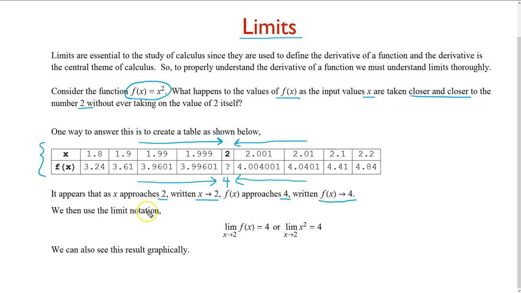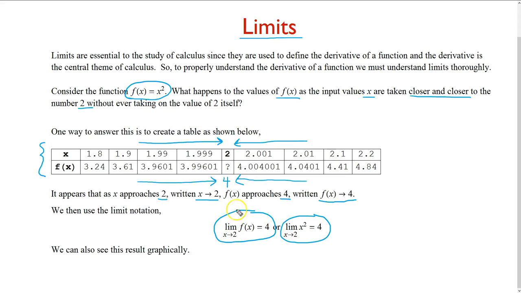We can also use the limit notation to indicate what's happening here. This notation is read: the limit as x approaches 2 of f of x equals 4. Or sometimes we can write this as well: the limit as x approaches 2 of x squared, since our function is x squared in this case, equals 4. This is limit notation, and we'll use it to indicate what is happening to a function f of x as the x values are getting closer and closer to some number c.